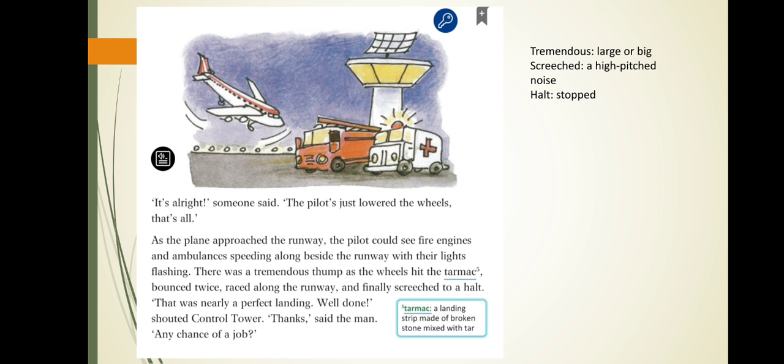Bounced twice. It was bounced twice. Hit the ground twice, raced along the runway and finally screeched to a halt. Screech is what? It's a loud noise, a high pitched noise. So this all suggests that it was not a smooth landing, but somehow they were safe. So that was a nearly perfect landing.